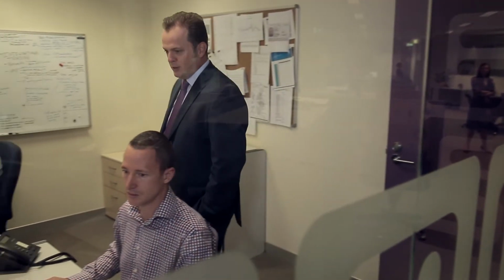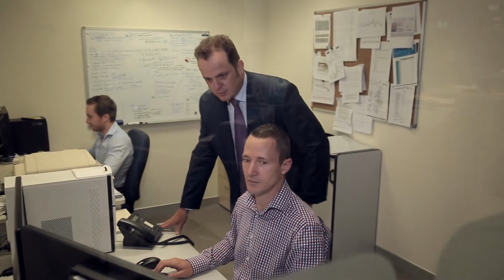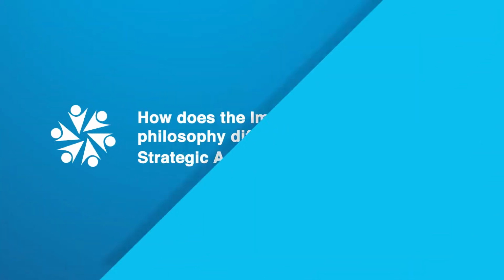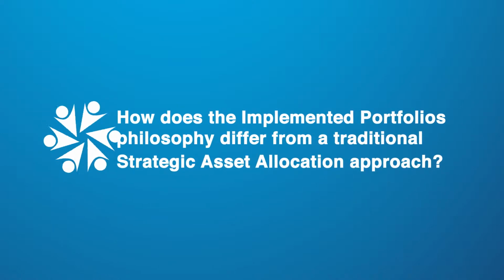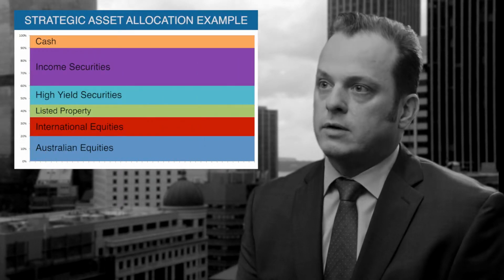Asset allocation is the process of determining, both initially but also in an ongoing sense, how much of your portfolio is exposed to broad asset classes like cash, fixed interest, property and shares. For most portfolios, they're managed using a strategic asset allocation, which means the exposures they have to those broad asset classes are consistent over time.